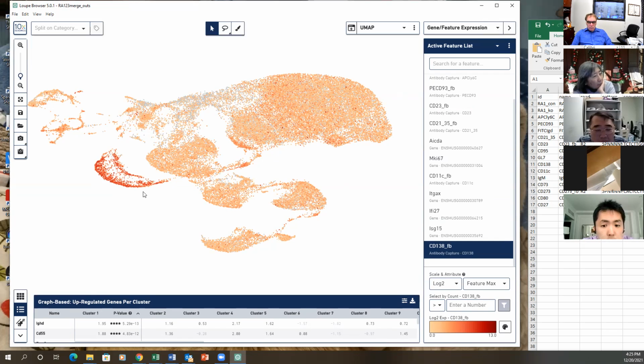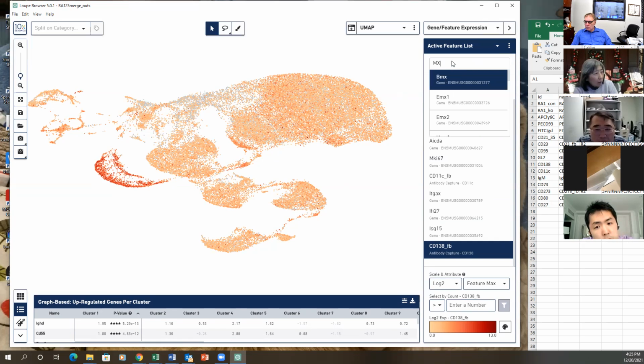Okay. But in our CD, this antibody in our flow cytometry doesn't work well. That's true, yeah, I know. We don't know why. But this is different. This is a different antibody.